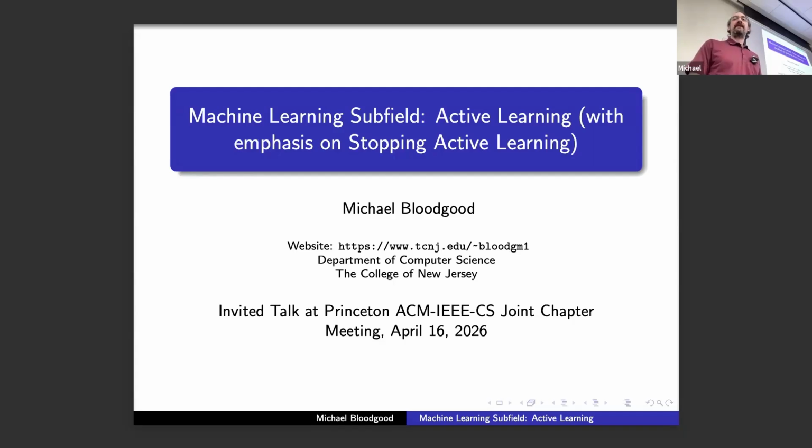The topic is going to be a subfield of machine learning that's referred to as active learning. I want to say that right up front because, especially in an educational context, the phrase active learning has a totally different meaning about how to teach human beings effectively. So we're talking not about that one, but about the machine learning subfield. And we're going to have an emphasis on the part of active learning that deals with knowing when to stop data acquisition or when to stop the active learning process.